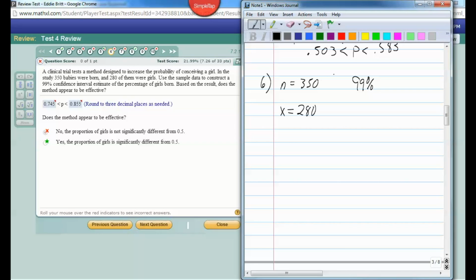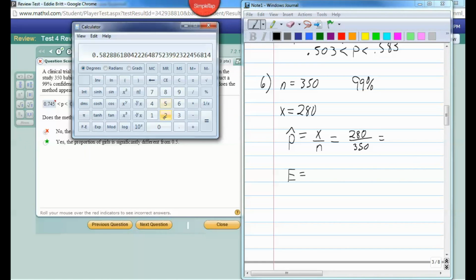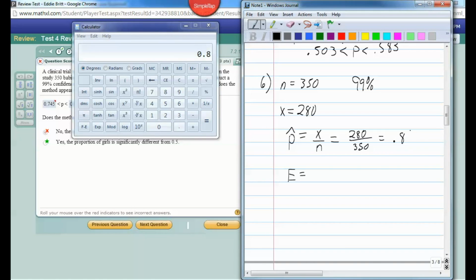Okay, so we need to figure out p hat, the sample proportion. Then we need to figure out the margin of error. Once we get those two, we can figure out our confidence interval. All right, so p hat is x divided by n. So part over total, or 280 over 350. Hopefully that'll come up to be a pretty fraction. Let's see. 0.8. That's about as pretty as they get. That fraction comes out to be a pretty decimal, a terminating decimal.